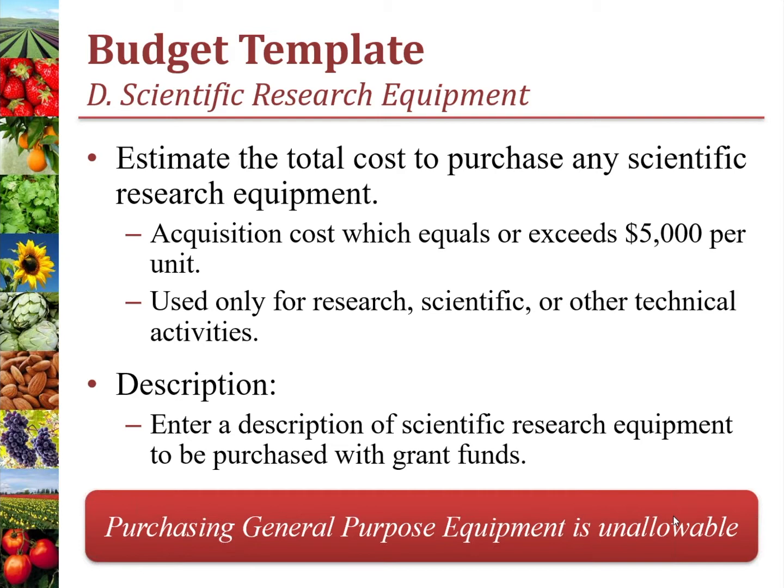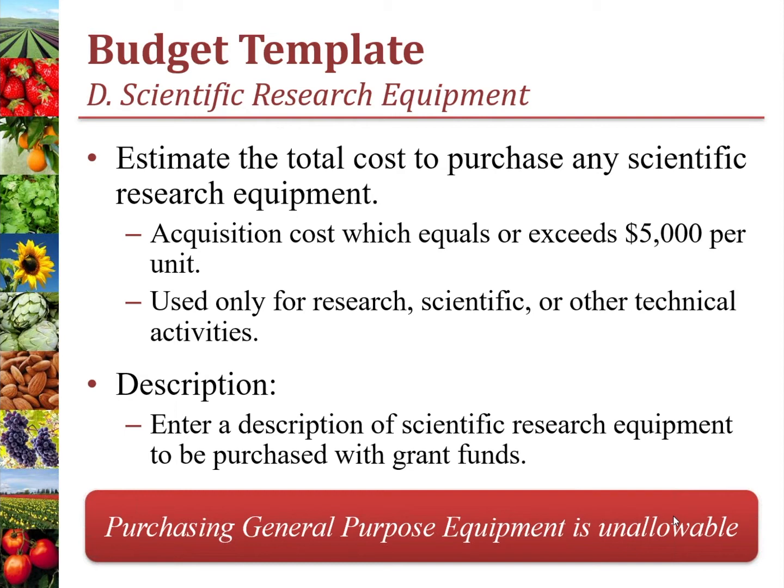Category D is scientific research equipment. This is where you'll list the cost to purchase any scientific research equipment needed for your project. To be considered scientific research equipment, an item must cost $5,000 per unit or more and be used only for research, scientific, or other technical activities.